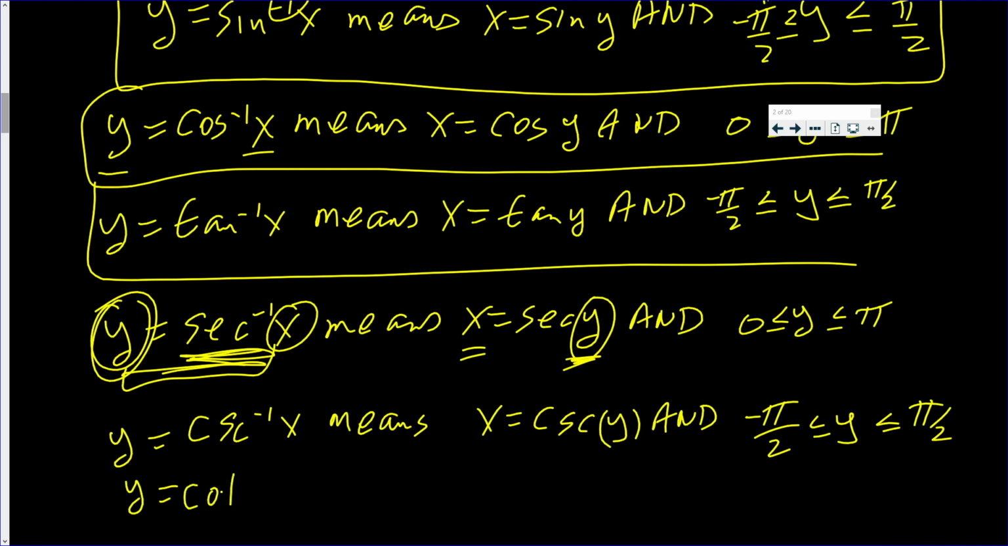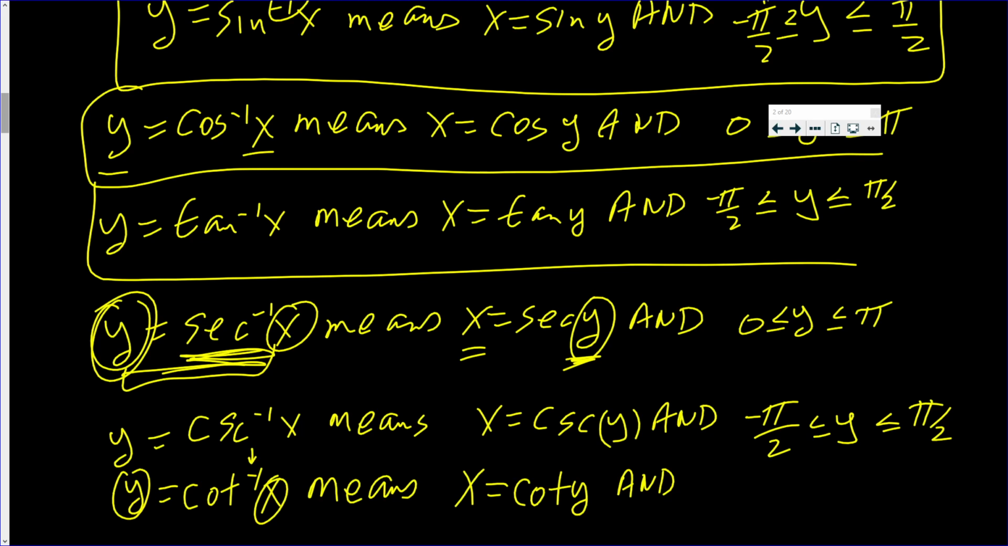And for cotangent inverse of x, well, of course, this means that x is equal to the cotangent of y. Why, of course? Because that's what you do to get rid of the inverse. You interchange those two arguments. So you get x equals cotangent of y. And, just want to think for a moment, y goes between 0 and pi.